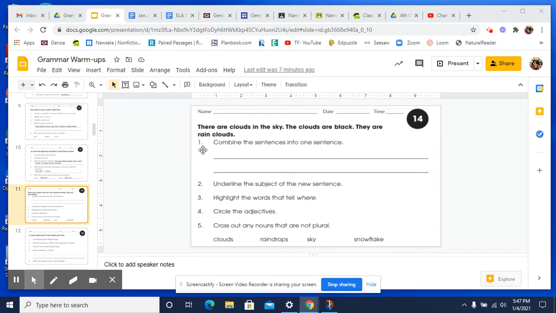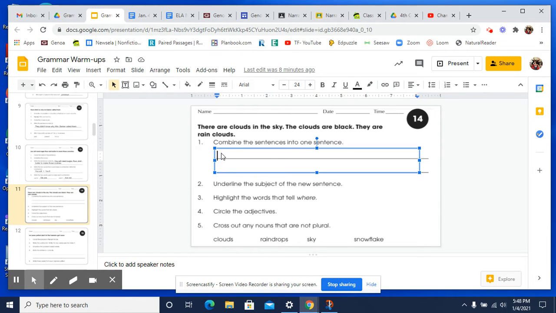Right, so right away in number one, they want you to combine the sentences. Okay, so let's do that. How can we combine these? What do they all have in common? Each one of these sentences is talking about clouds. Okay, so what are they saying about clouds? They say they're in the sky, they're black, and they're rain clouds. So, how can we combine these to make one sentence?